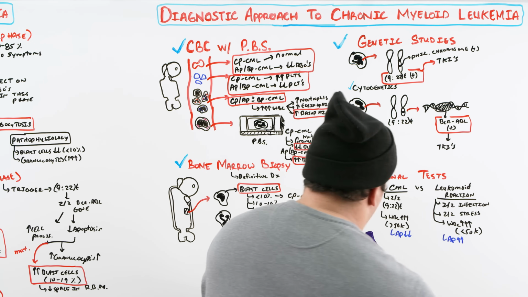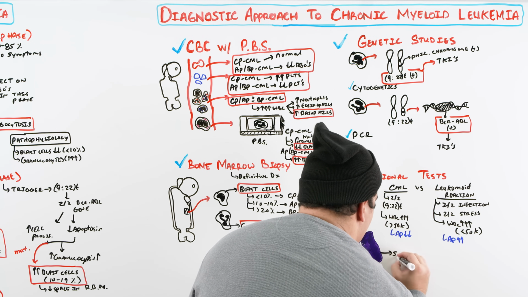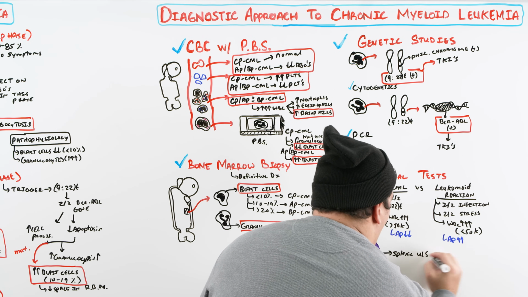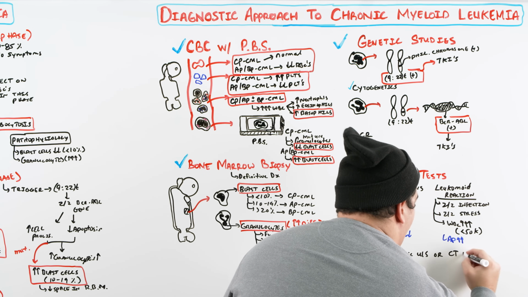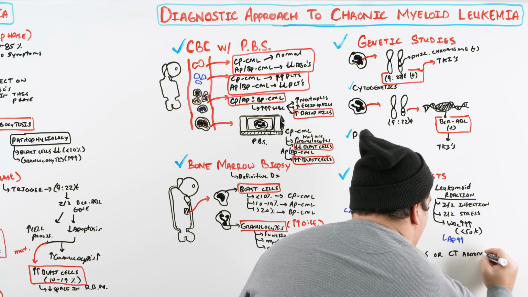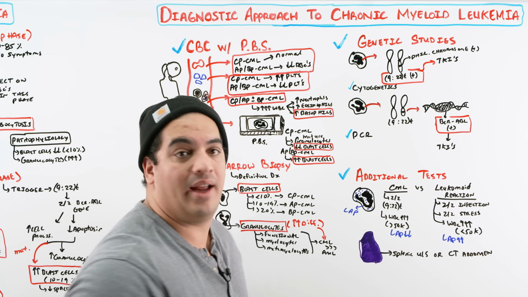So then what I would do is get some type of splenic ultrasound or a CT of the abdomen and find that actual splenomegaly. This is what it would look like.